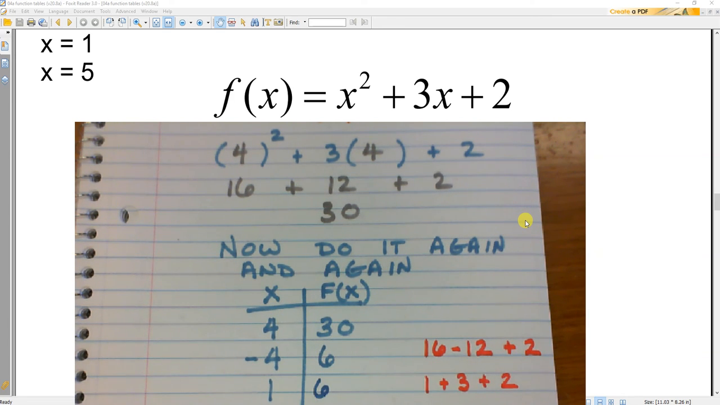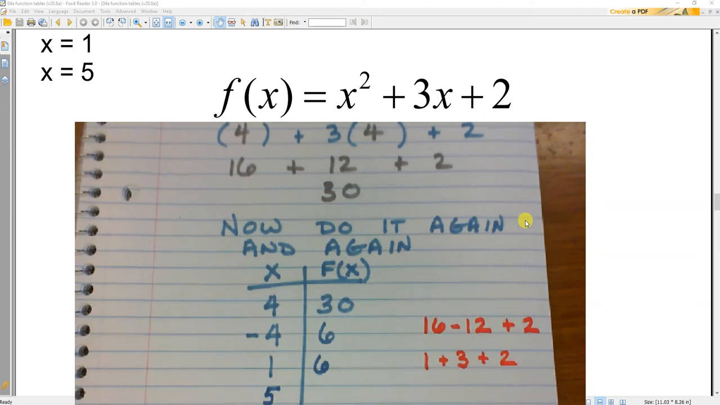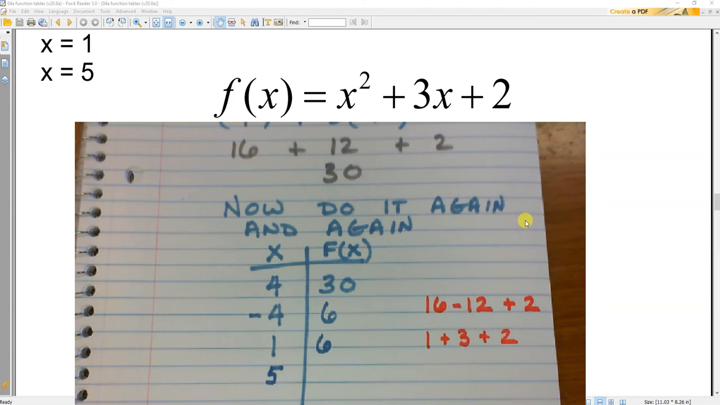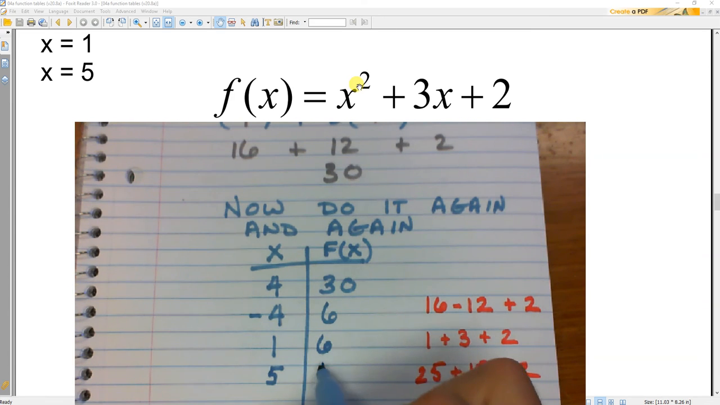Let's do it again. Let's plug in a 5. So if I plug in a 5, I'm doing it up here. 5 squared is 25. 3 times 5 is 15, plus that 2 takes me to a 42. That's a function table right there. I just do it over and over again. So instead of evaluating the function once, I evaluated it 3 more times.